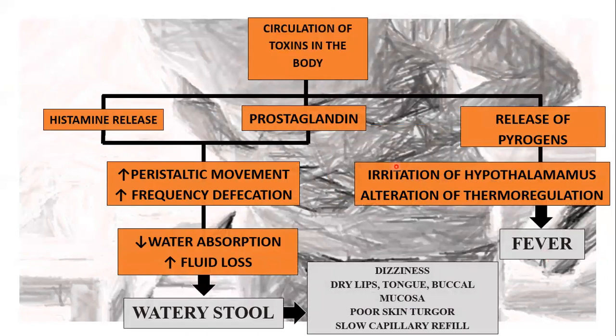Going back to the circulation of toxins in the body, this would trigger histamine release and even prostaglandin, and this would lead to increased peristaltic movement, thus increasing the frequency of defecation. Furthermore, there would be poor water absorption and increased water loss, and this would lead to a manifestation of watery stool. If this is left unabated, it would lead to dehydration, and this would be manifested as dizziness, dry lips or tongue, and even the buccal mucosa. Patients could also have poor skin turgor and slow capillary refill.